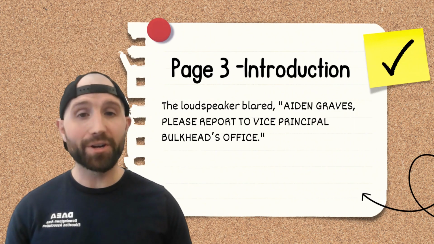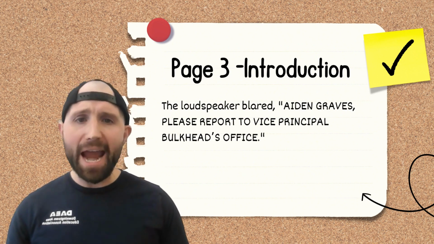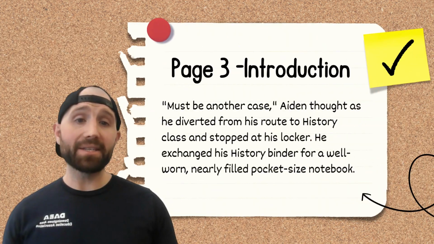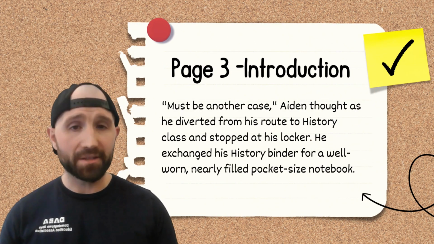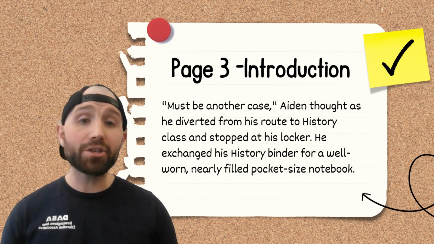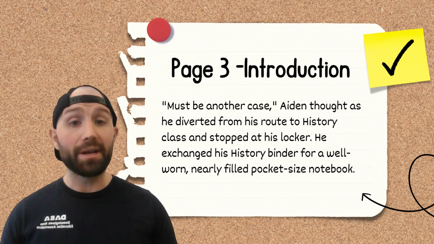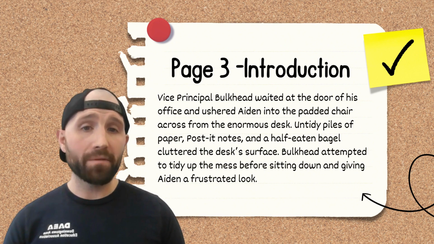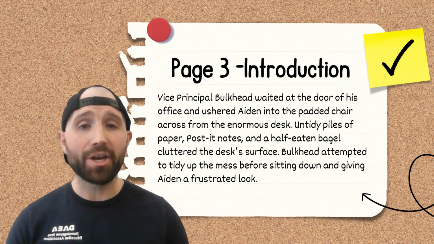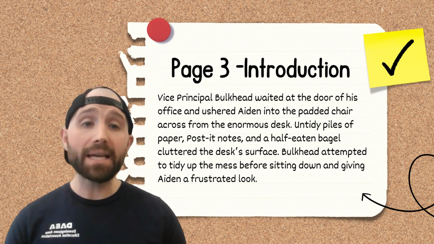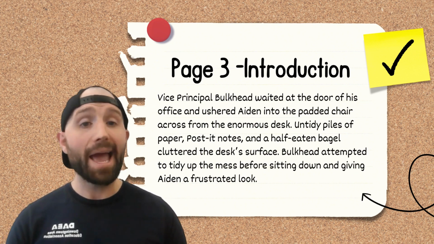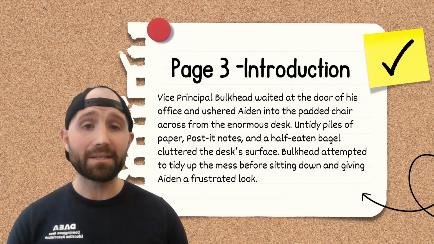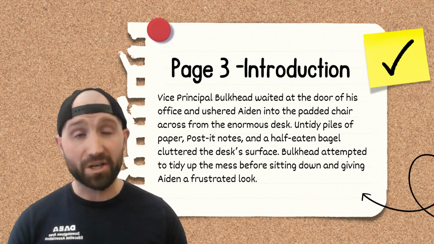Page 3, the introduction. The loudspeaker blared. "Aiden Graves, please report to Vice Principal Bulkhead's office." Must be another case, Aiden thought, as he diverted from his route to history class and stopped at his locker. He exchanged his history binder for a well-worn, nearly filled, pocket-sized notebook. Vice Principal Bulkhead waited at the door of his office and ushered Aiden into the padded chair across from the enormous desk. Untidy piles of paper, post-it notes, and a half-eaten bagel cluttered the desk's surface. Bulkhead attempted to tidy the mess before sitting down and giving Aiden a frustrated look.